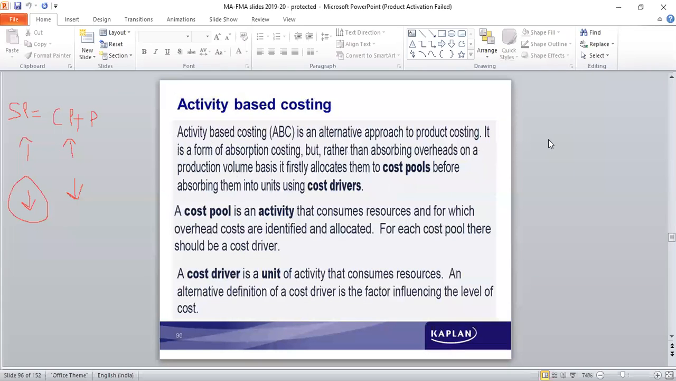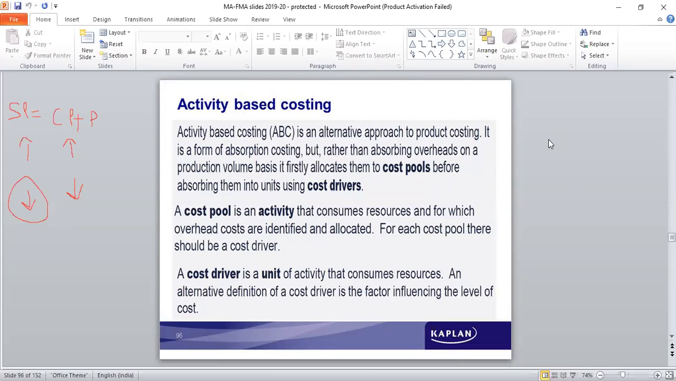So for that reason, there is a costing system which addresses this particular limitation, and which says that instead of depending on predetermined overhead rates, first identify what are the activities for which the costs are incurred. Activities like repairs, activities like inspection, assembly, power supply, like that first activity should be identified.